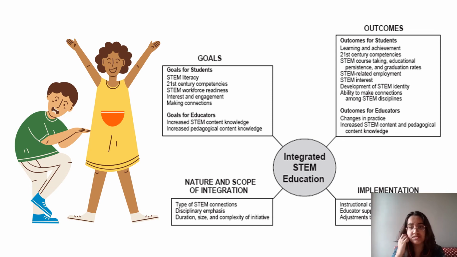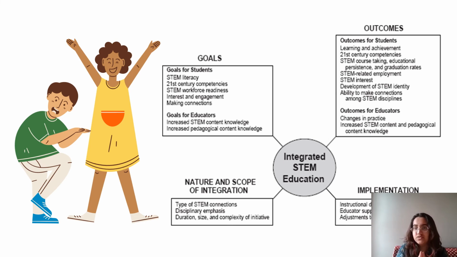So the goals for students with integrated STEM education would be STEM literacy, 21st century competencies, STEM workforce readiness, interest in management and making connections. And the goals for educators simultaneously would be increased STEM content knowledge and increased pedagogical content knowledge. Now we talk about the outcomes of integrated STEM education.